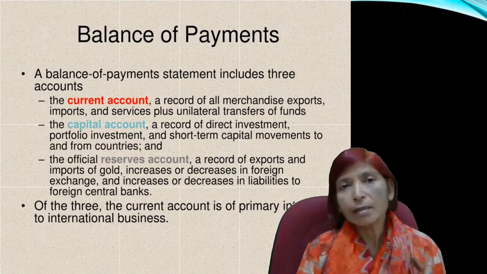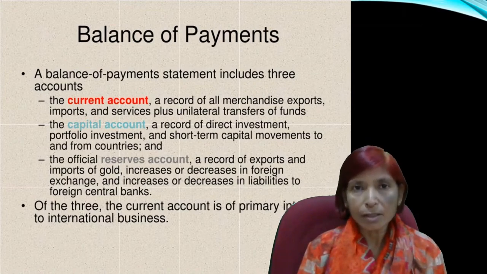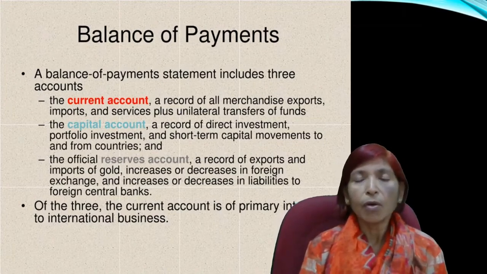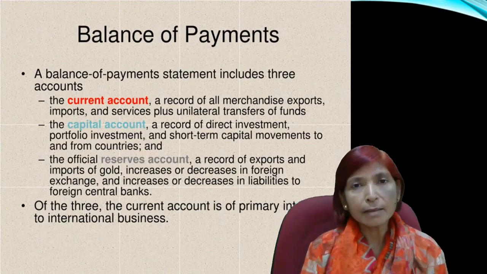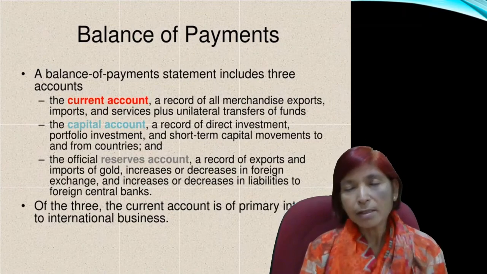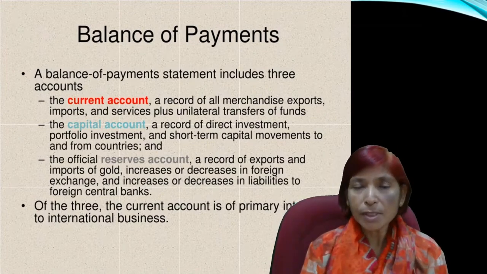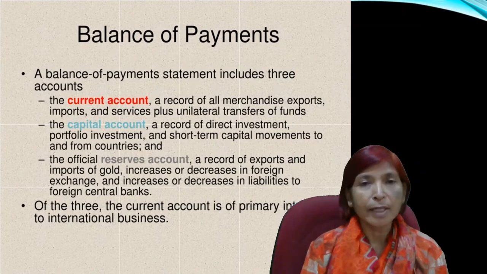Unilateral transfers are one-sided transfers, related with one-sided or lopsided transactions like gifts, grants, donation, scholarship, old age pension. All these payments or transfers are related with unilateral or one-sided or lopsided transfer of funds. So current account includes three things. One is visible items of exports and imports like goods. Second is invisible items of exports and imports like services. And third is unilateral transfer of funds.